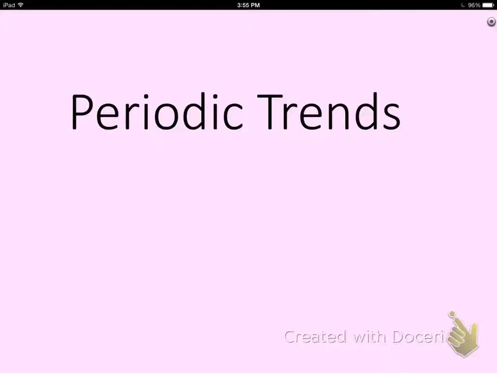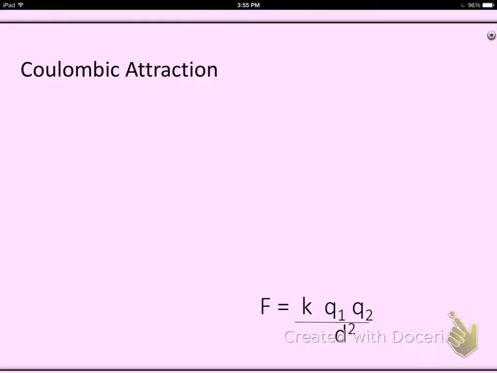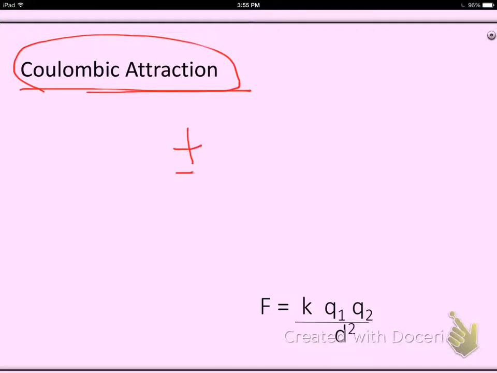Okay, so we're going to talk about periodic trends, which we can think about as what's happening in the periodic table and look at what happens as we go across or down the table. All of the trends really are based on what's known as Coulombic attraction, which is pretty simply what you think about when you think about electrostatic attraction. I have a positive and a negative, and they are attracted to each other. If I have two positives, they will be repelled.